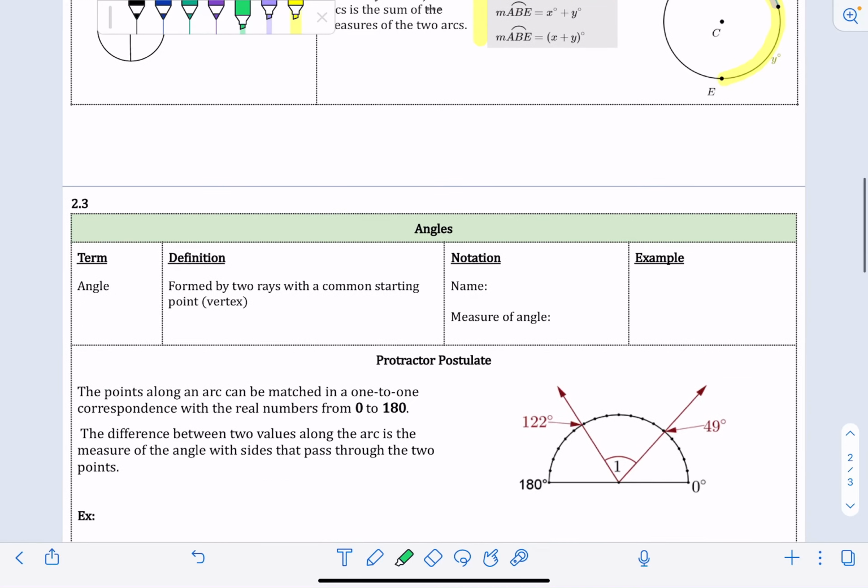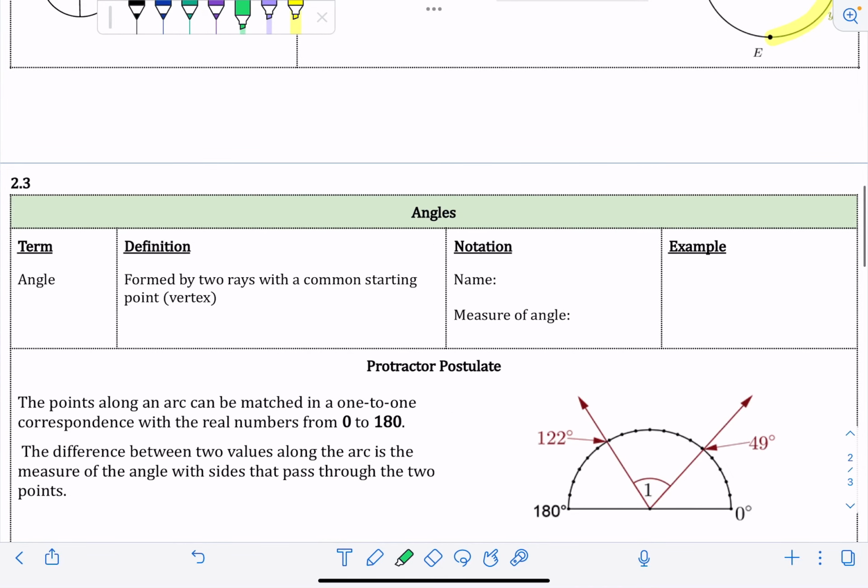Okay, moving down to 2.3, this is the last section of today's notes. 2.3 goes with the 2.3 workbook, and it's all about angles. So the new term is angles, or angle, and it is formed by two rays with a common starting point. That common starting point is called the vertex. So same thing, I'm going to draw an example, and then I will go back to notation.